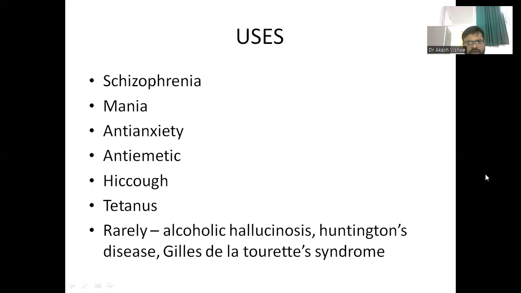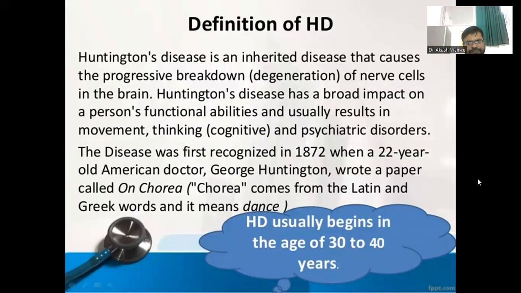Uses of antipsychotic drugs. These antipsychotics can be used in schizophrenia, mania, anti-anxiety, anti-emetic, hiccup, tetanus, and rarely in alcoholic hallucinosis, Huntington's disease, and Gilles de la Tourette syndrome. So this is all about schizophrenia.